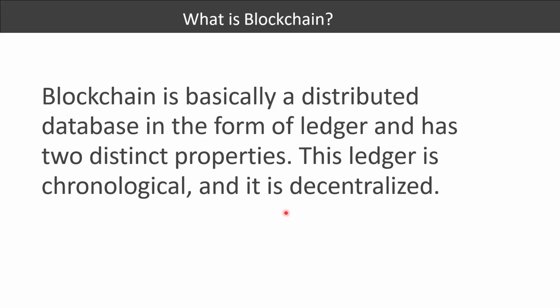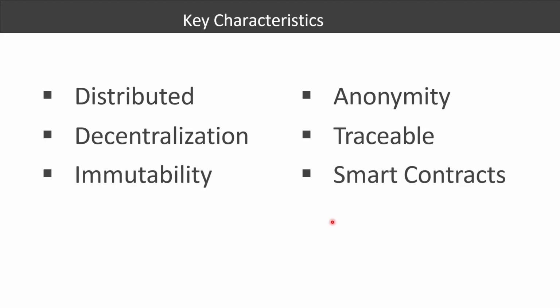So a blockchain is a database. Certainly it's a repository of data. It's in the form of a ledger and has, well, let's just say now, two distinct properties. It's chronological and it's decentralized. Blockchain runs on a distributed network. Again, it's decentralized. It is immutable. Public blockchains are anonymous. However, private blockchains can be named. It's fully traceable and can run applications called smart contracts.